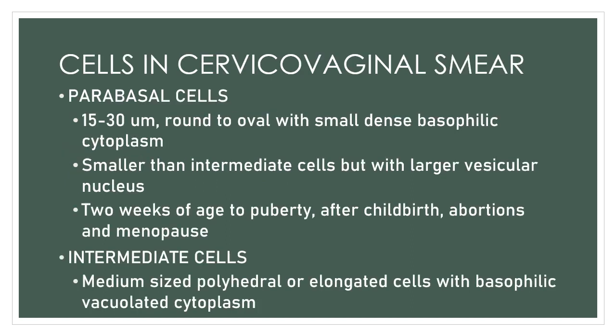Okay, let's take a look at the cells seen in your cervico-vaginal smear. You have your parabasal cells. These are 15 to 30 micrometers in diameter, and they are round to oval with small dense basophilic cytoplasm. They are smaller than your intermediate cells but with a larger vesicular nucleus, and this exhibits a fried egg appearance.